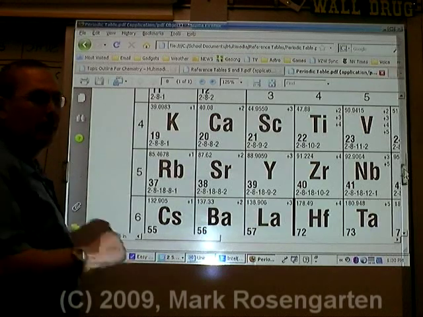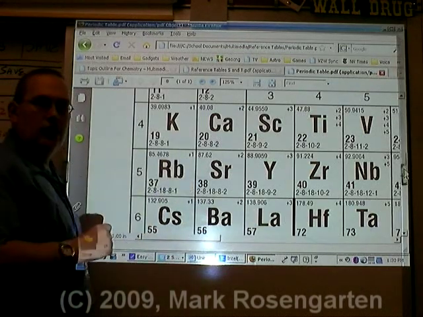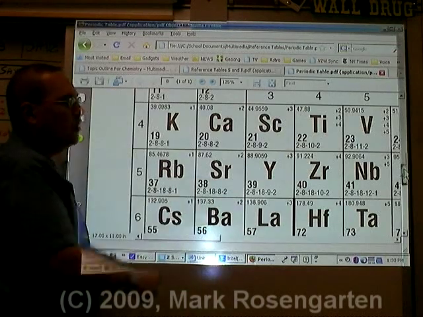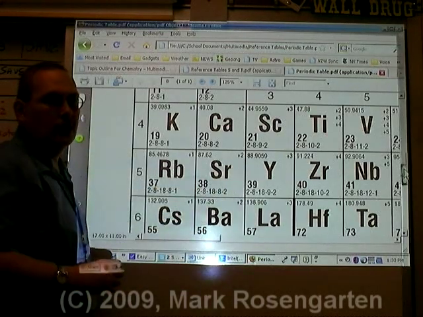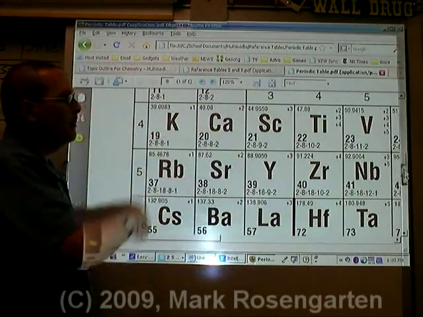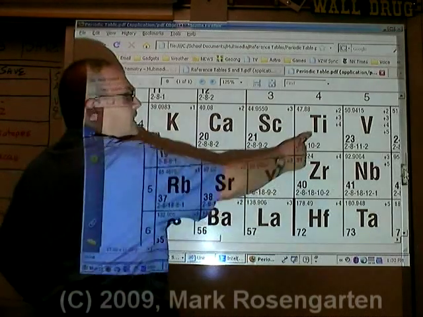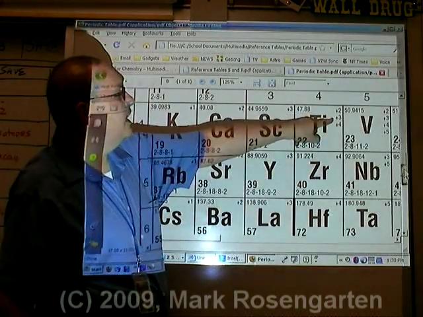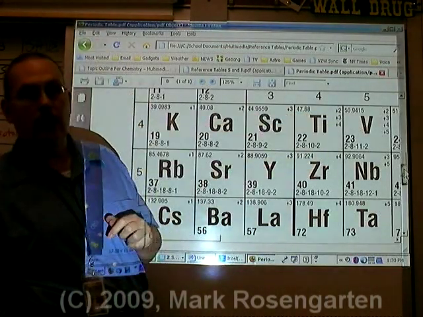Here are some examples. Rubidium has only one charge listed. Its ion is called rubidium. Strontium only has one charge listed. Its ion is called strontium. Calcium has one charge listed. The ion name is calcium. Titanium has 3 charges listed. Titanium 2, titanium 3, and titanium 4.